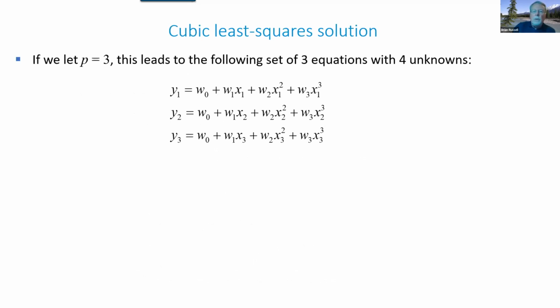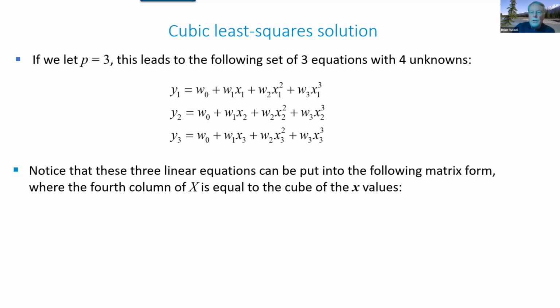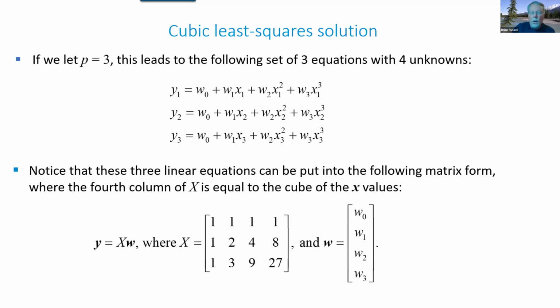Okay, so let's go to p equals 3. This leads to the following set of 3 equations with 4 unknowns. So now we've got, okay, now I think I have my numbers right. We've got a 4th column, which is the cube. So 1, 8, and 27. Now we've got 4 weights, W0, W1, W2, and W3.